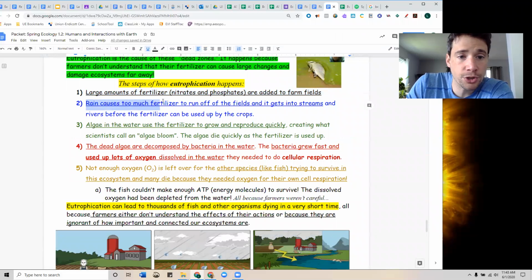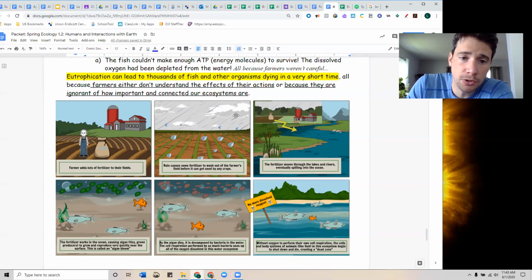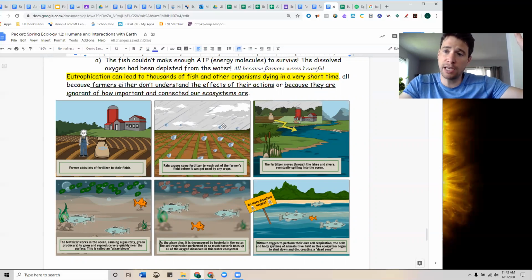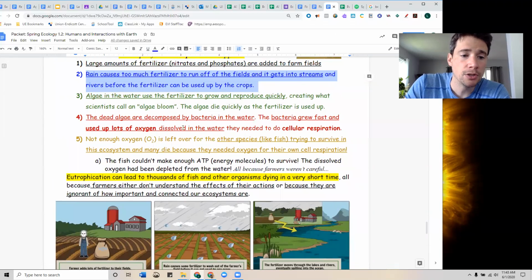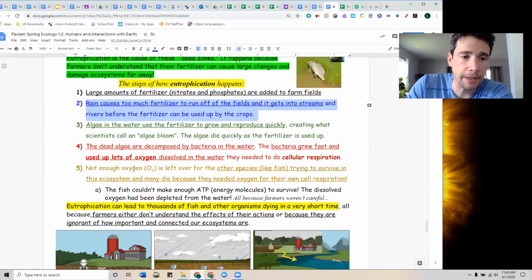Rain causes too much of the fertilizer to run off the fields, and it gets into the streams and rivers before it can be used by the crops. So it rains down. Here's the next picture in your little cartoon. So the rain basically just carries the fertilizer away. And if you see in this next image, the fertilizer got into this stream. The fertilizer moves through the lakes and rivers, and eventually it spills into the ocean, right? And so once it's in the ocean, let's see what happens then.